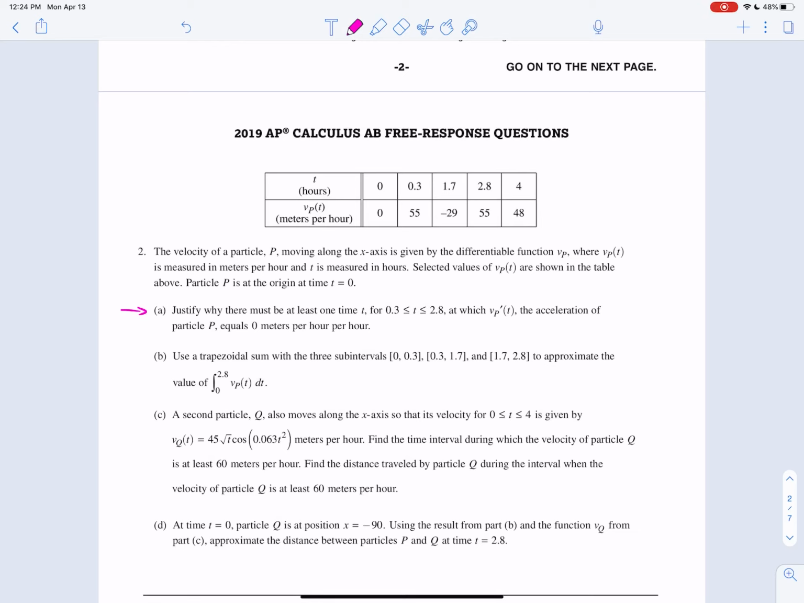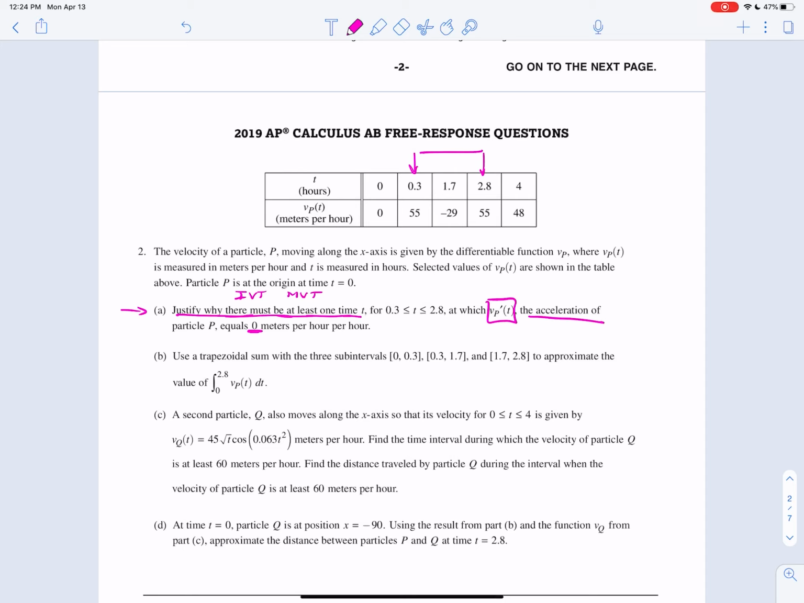Justify why there must be at least one time t from 0.3 to 2.8. Notice how 0.3 and 2.8 are right here. Justify why there must be at least one time at which the acceleration is equal to 0, aka the derivative. Okay? So right away, the way that they phrase this, why there must be at least one time, or is it possible for this to happen, or does there exist a c? All those types of phrasing refer to either IVT or MVT right away.